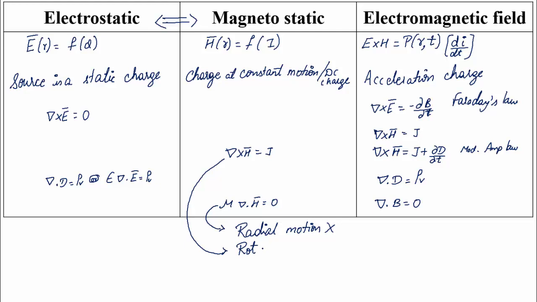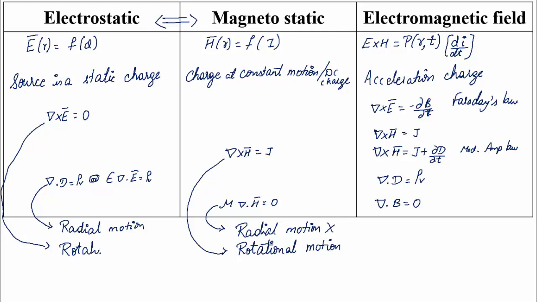Because curl means a rotational motion, dot means or divergence means it is a radial motion. So these things you should know. Similarly, I got del dot D equals to rho v, nothing but I am having a radial motion. And if I am writing curl E equals to 0, nothing but it will not be having rotational motion.